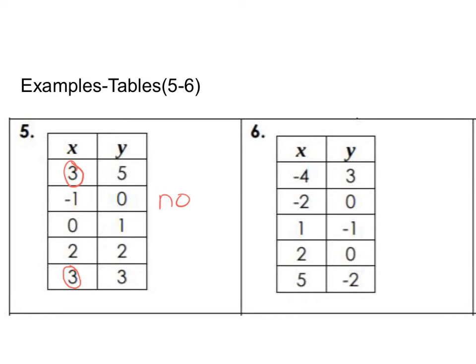If we look down through 6 and look at all of our x values, -4, -2, 1, 2, 5. Okay, so that's telling us there's only one of every x. So yes, this one is a function. So again, just coming back to finding multiple x's.